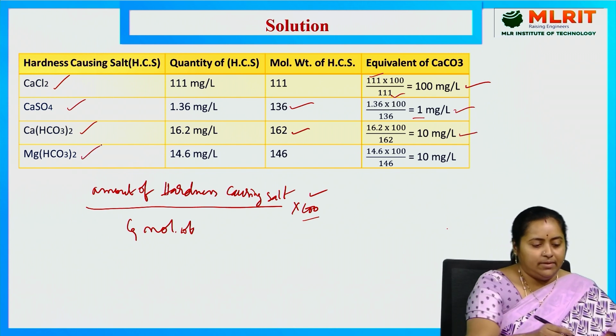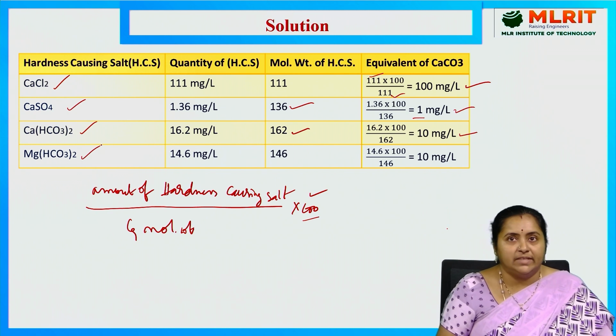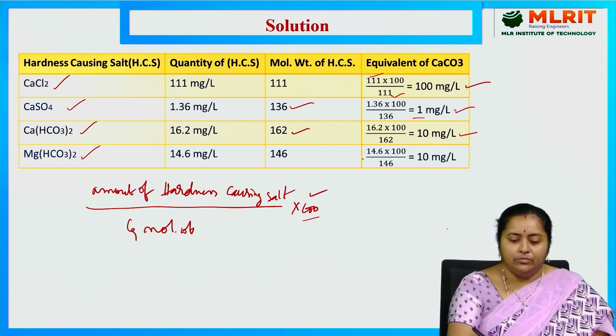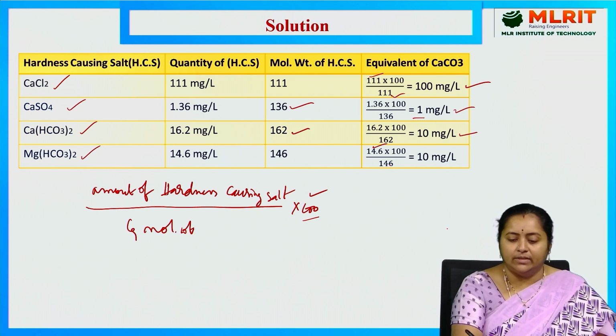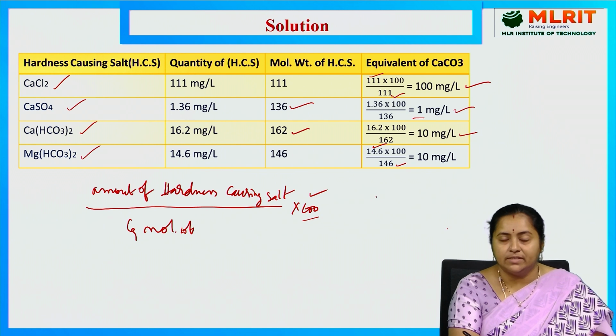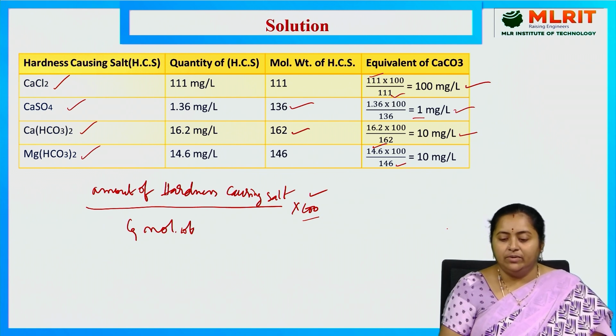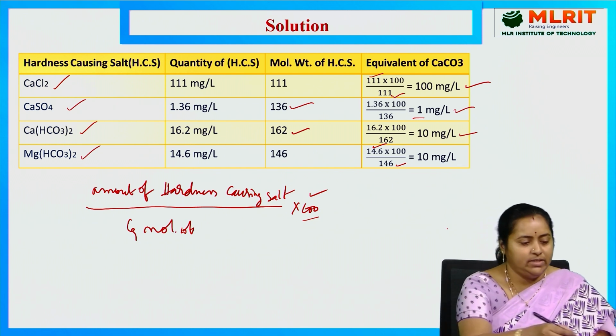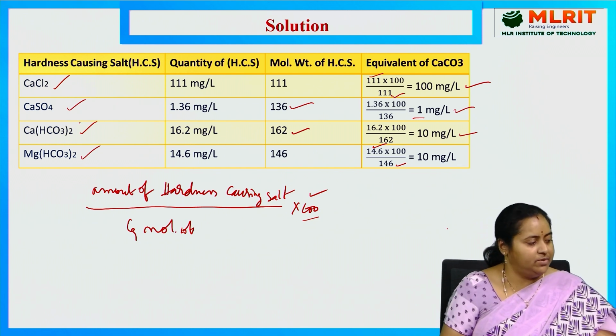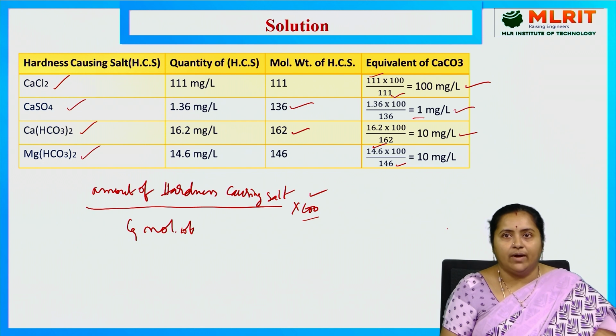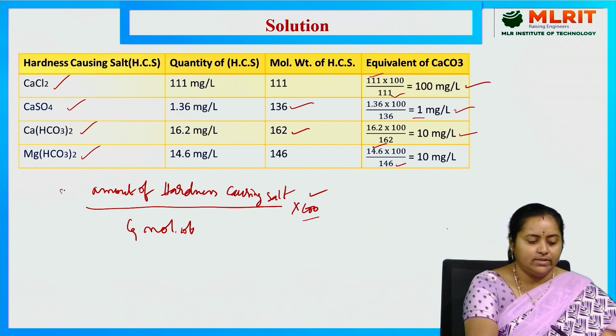In the similar manner, we have to calculate for magnesium bicarbonate. 14.6 is its amount, and its gram molecular weight is 146. The entire thing is to be multiplied by 100. It is equal to 10 milligrams per liter. So likewise, each salt that is responsible for imparting hardness, we have converted into its corresponding CaCO3 equivalent hardness using this formula.